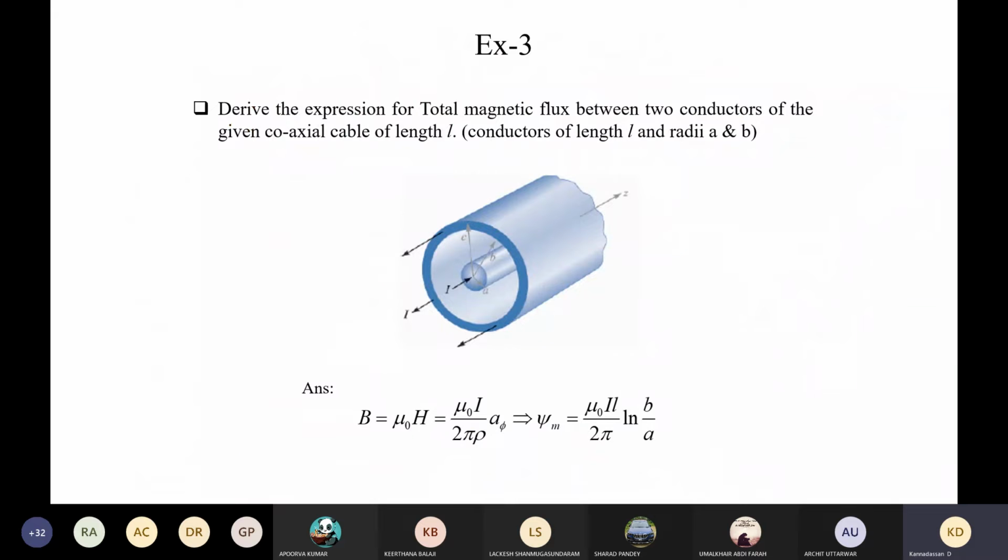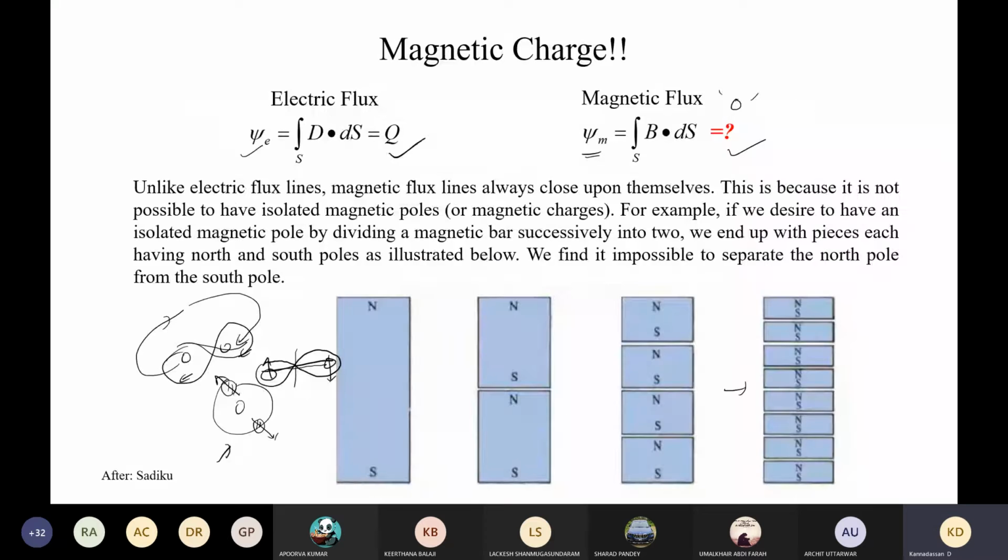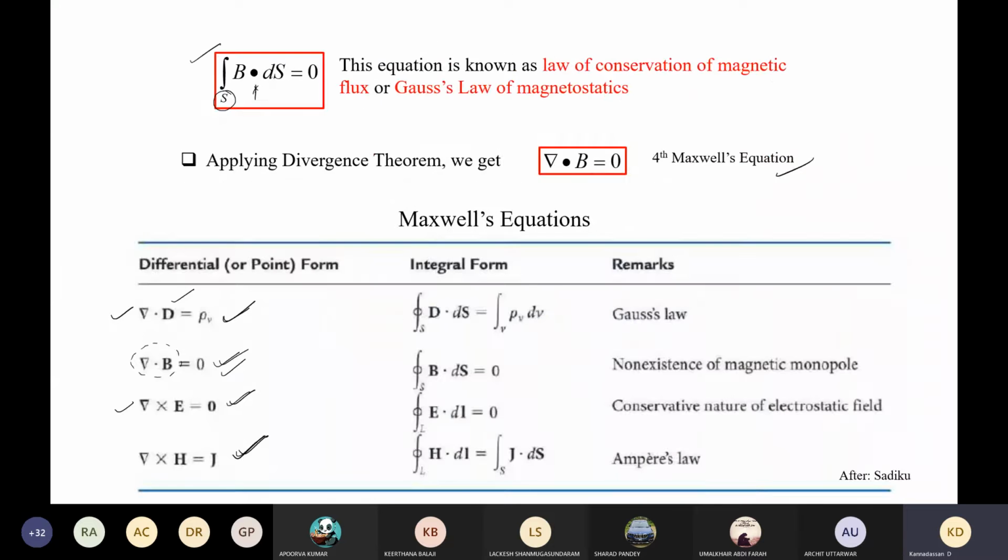You can also try this exercise, which is available in the book. It is a very simple derivation of how to calculate the magnetic flux for an infinite coaxial cable, where the current is going in one particular direction and coming back in another direction. At three or four different points, you can see how this magnetic field, which we already calculated using Ampere's law, can also be tried out with this similar Maxwell's fourth equation.